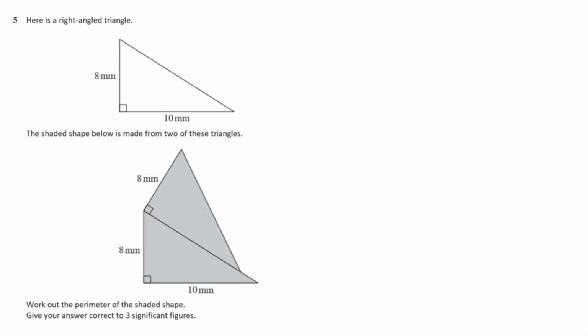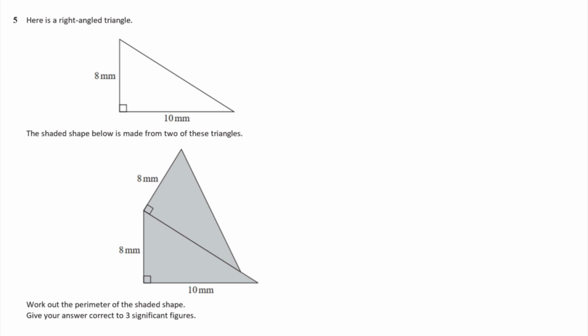Question 5, here's a right angle triangle and it's got sides 8 and 10 millimeters on the two shorter sides. The shaded shape below is made up of two of these triangles. So it's got one sitting on top of the other. Work out the perimeter of the shaded shape. Give your answer correct to 3 significant figures. Okay.